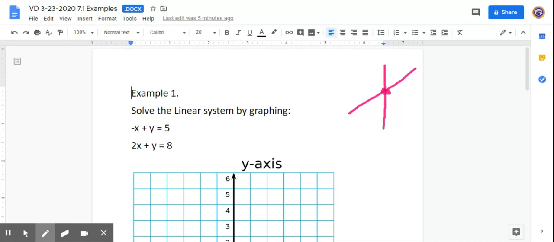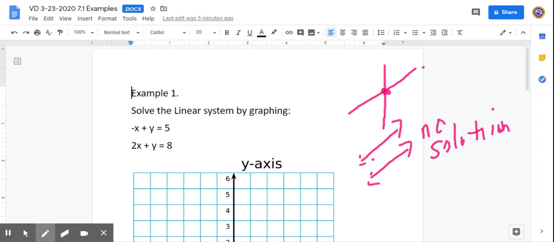You can have two lines that look like this. Well, where do they intersect? They don't, because they're parallel. So that answer would be no solution. This answer would be an ordered pair.